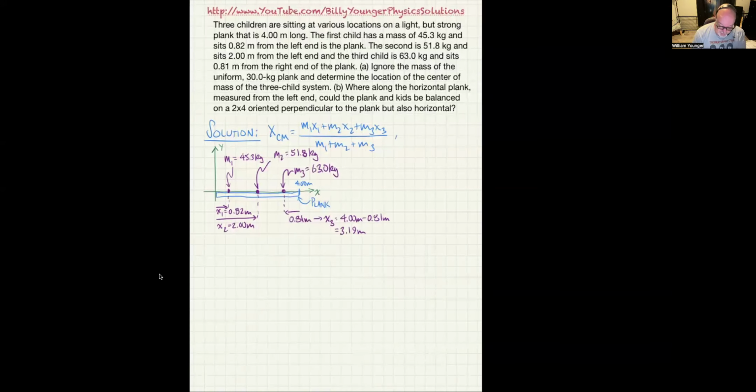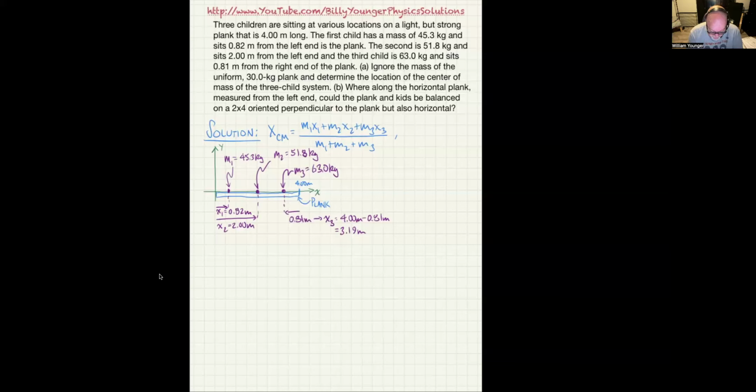So you see now that I've included M3, which is 63 kilograms. That's actually 0.81 meters to the right, excuse me, to the left of the right end. Our coordinates are set up such that the x zero is at the left end of the plank. So I actually need to figure out how far it is from the left end of the plank to the 0.81 meters from the right end of the plank. So to do that, I know the right end of the plank's at 4 meters, and I just have to subtract 0.81 meters from it to get 3.19.